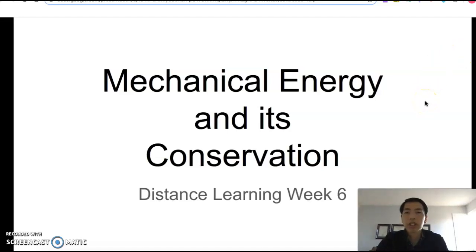Earlier you learned about gravitational potential energy, and before that you learned about kinetic energy. So now we're going to introduce the term mechanical energy and talk about something very, very important about mechanical energy, and that is it is conserved. We call it a conserved quantity.